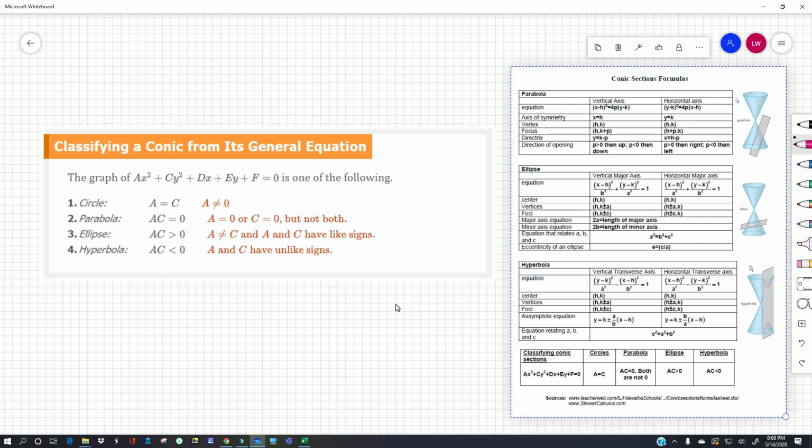All right, so what we're going to talk about today is classifying a conic from its general equation. So what you see is this big long equation, right? And you know, you're going to be given these big long equations. You're going to be asked, is it a parabola, an ellipse? What is it? So you need to know these properties here, and they're really super simple.